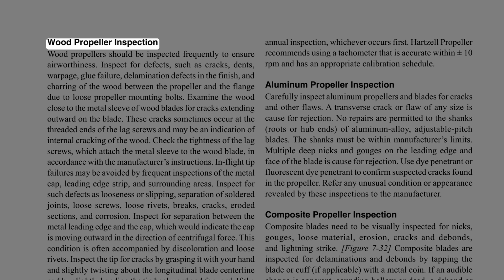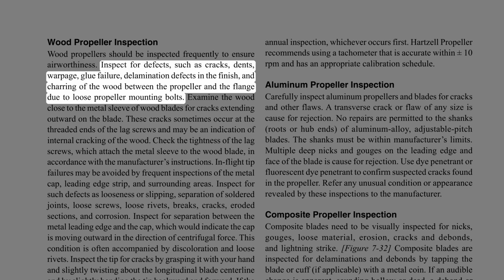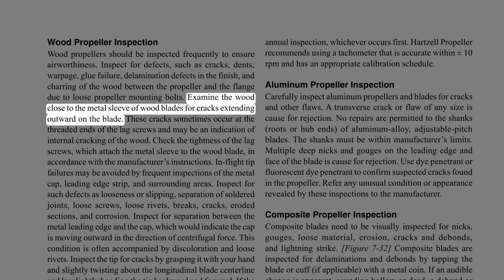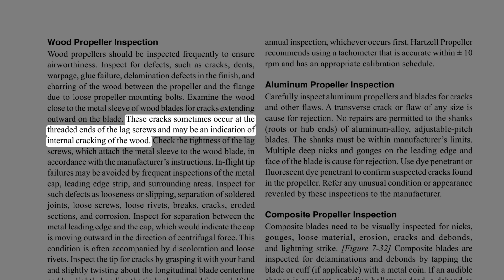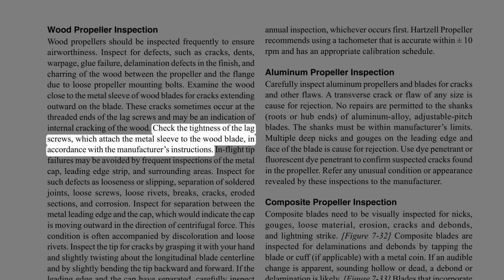Wood propeller inspection. Wood propellers should be inspected frequently to ensure airworthiness. Inspect for defects, such as cracks, dents, warpage, glue failure, delamination, defects in the finish, and charring of the wood between the propeller and the flange due to loose propeller mounting bolts. Examine the wood close to the metal sleeve of wood blades for cracks extending outward on the blade. These cracks sometimes occur at the threaded ends of the lag screws and may be an indication of internal cracking of the wood. Check the tightness of the lag screws, which attach the metal sleeve to the wood blade, in accordance with the manufacturer's instructions.